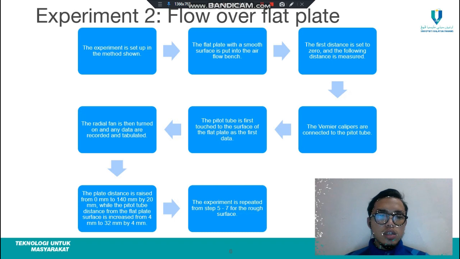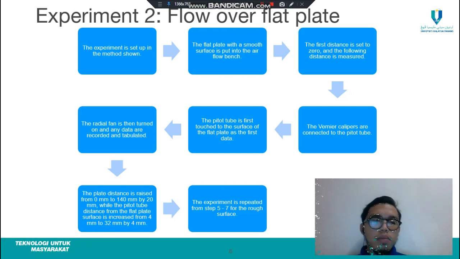The plate distance is raised from 0 mm to 150 mm by 20 mm, while the pitot tube distance from the flat plate surface is increased from 4 mm to 32 mm by 4 mm. And the last one is the experiment is repeated from step 5 to 7 for the rough surface.